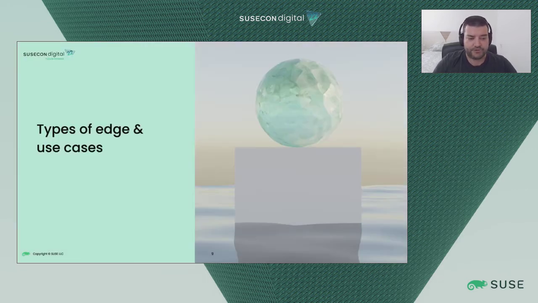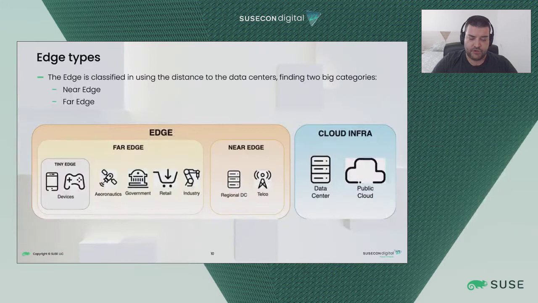Now, I would like to introduce the different concepts of edge and introduce general use cases and a very concrete one. So, if we consider that the right side, the cloud and data center, cloud infra, is the origin, we will be qualifying the kinds or types of edge depending on the distance to this cloud infra.